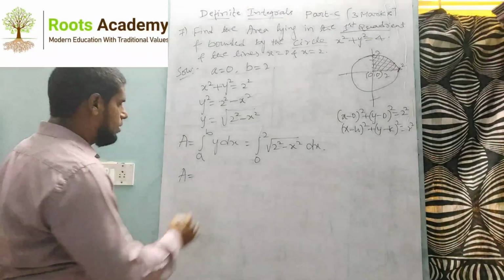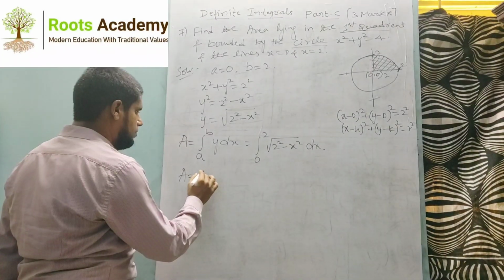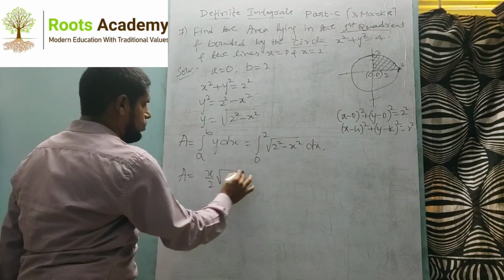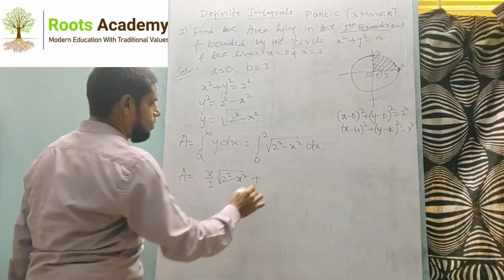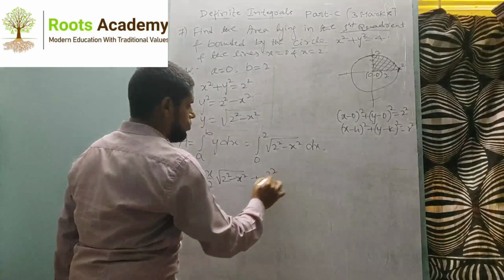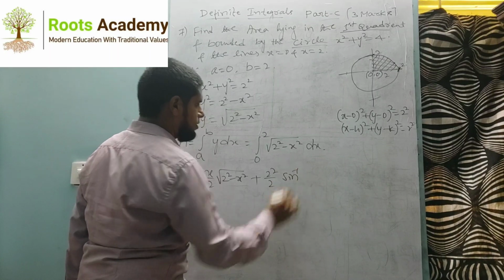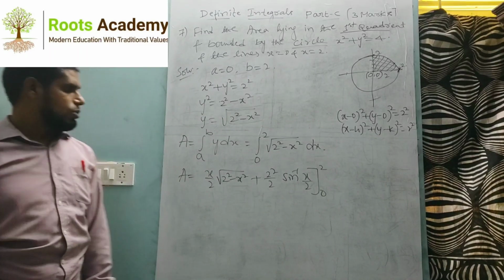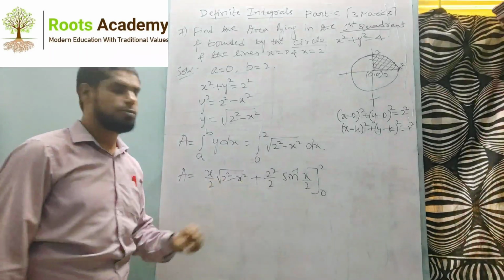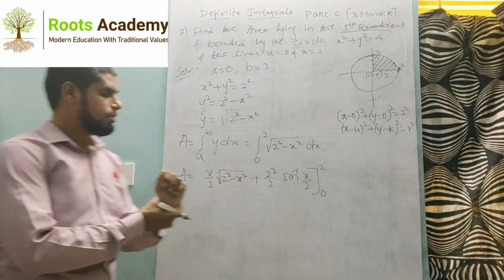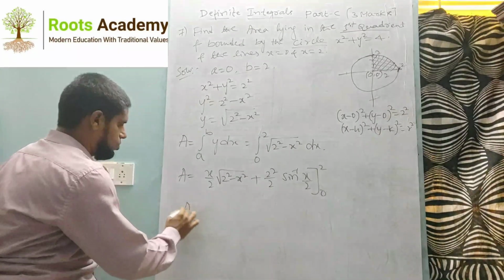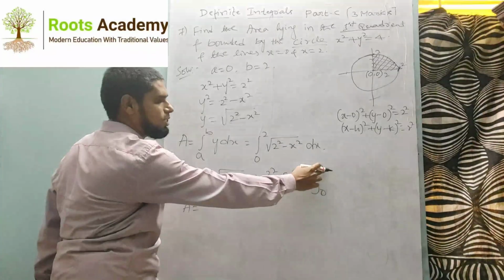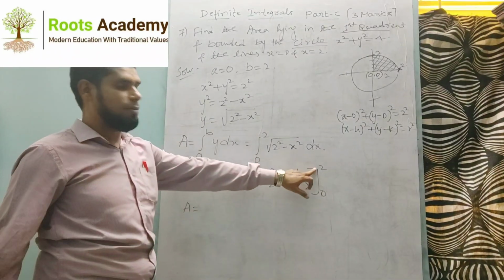So it is x by 2 root of 2 square minus x square plus a square by 2 sine inverse x by 2, from 0 to 2. So I directly wrote the formula for this, where a is 2, x is x. So A is equals to, student, again lower limit is 0, let us neglect this lower limit. I will substitute the value of x as 2 here, the upper limit.